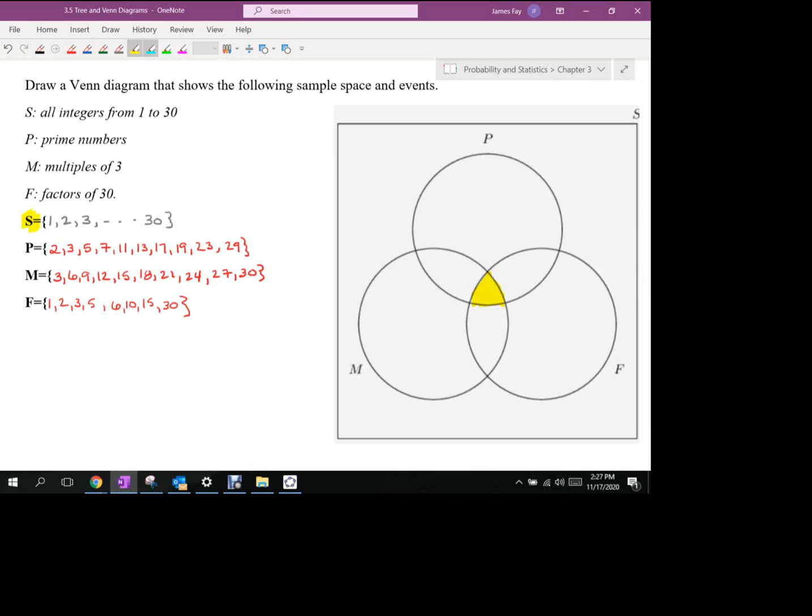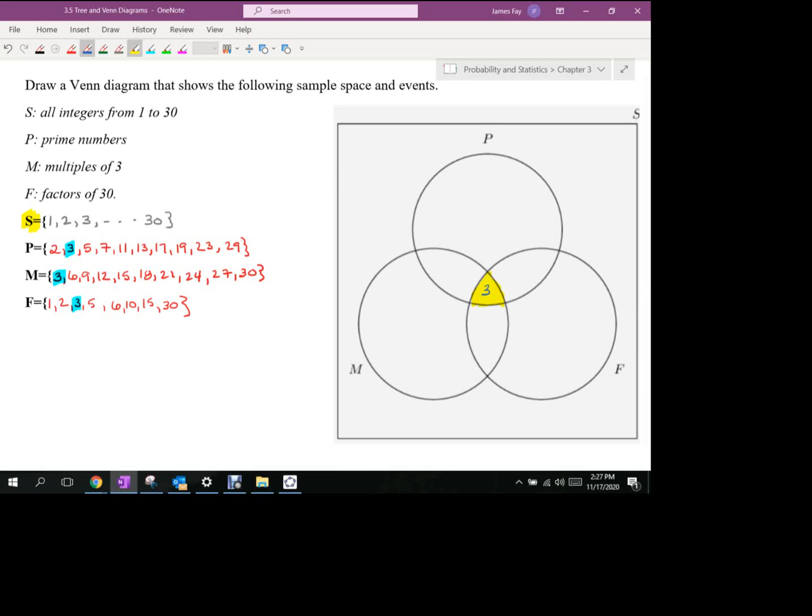So what number or numbers are in all three of these lists? 3 should be the only one, right? So I'm going to put 3 there. This is one way of creating our Venn diagram, which is to write in the Venn diagram what the exact objects are.